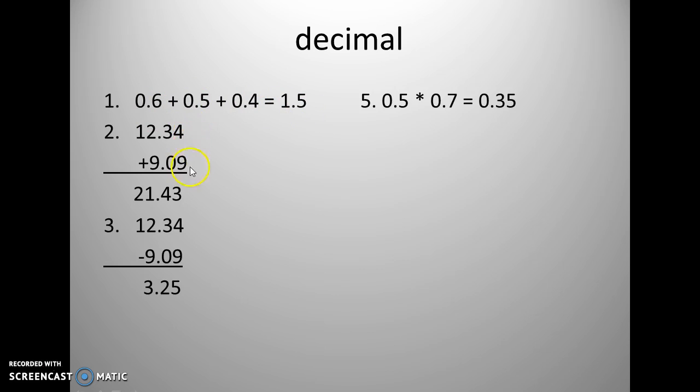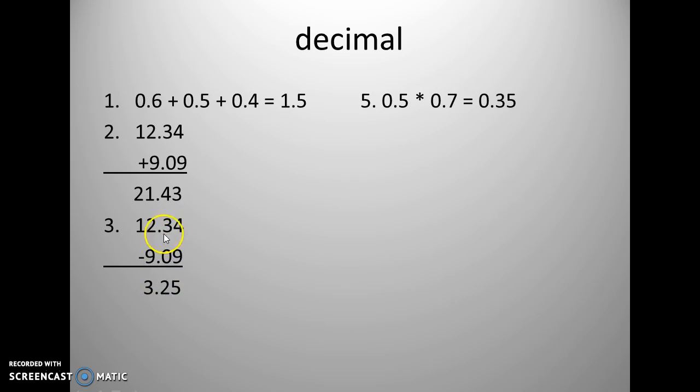Okay, you may see it in this particular manner. Here, you make sure that the decimal points are lined up. So 4 plus 9 is 13. So 1 plus 3 is 4. 2 plus 9 is 11. So this is 21.43.